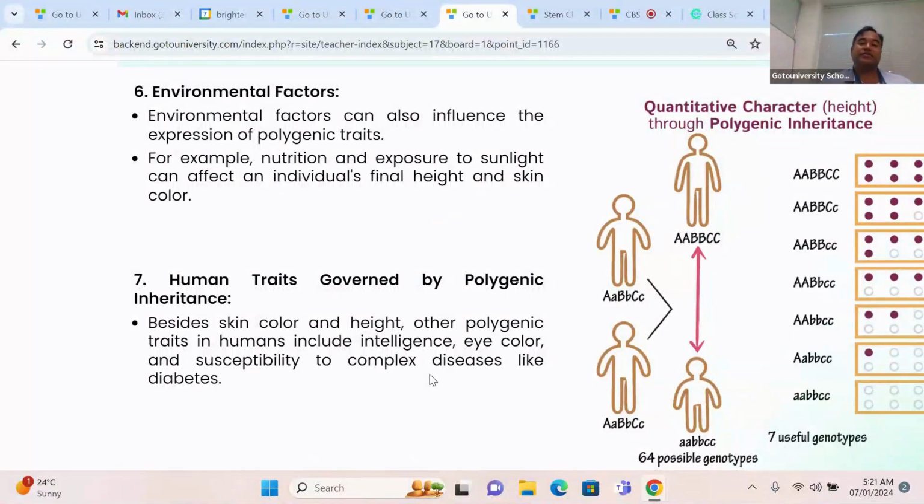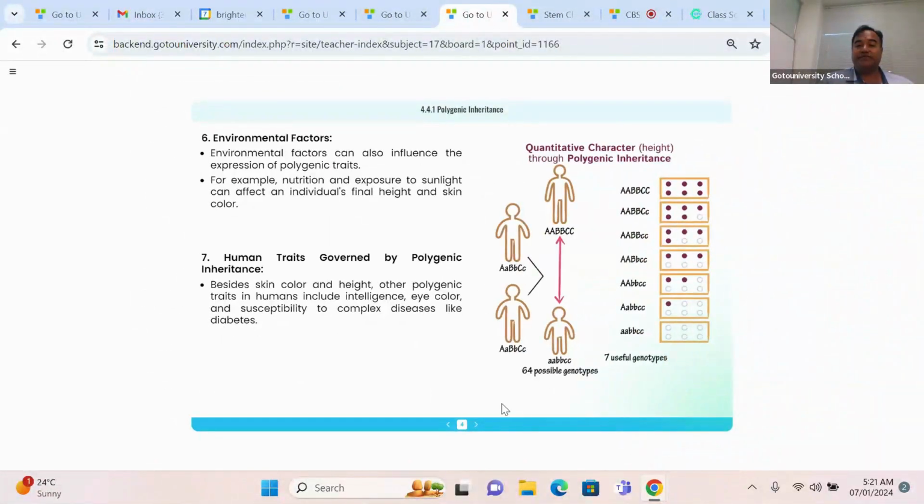So polygenic inheritance, basically, besides skin color and height, includes the intelligence quotient, right? Eye color, etc. So whenever they ask a 5 mark question, we give the explanation and the examples, and we give an elaborate explanation on the example, and then we need to give plenty of other examples, then only we'll get the full marks, or else we won't get the marks, right? So now we are coming to the next important concept.